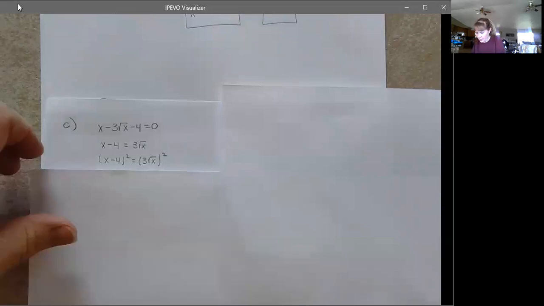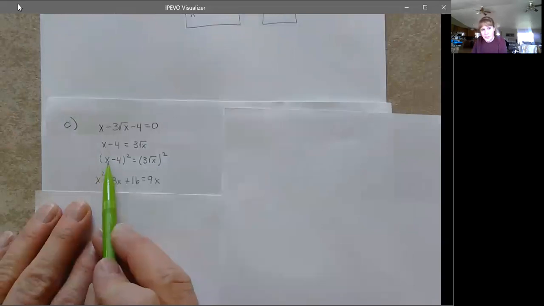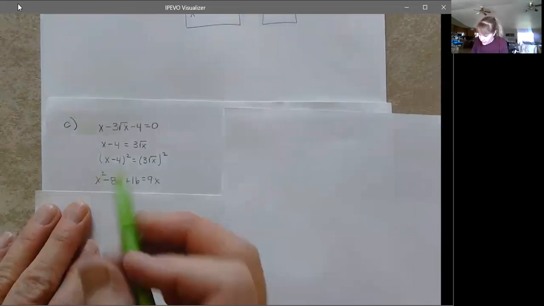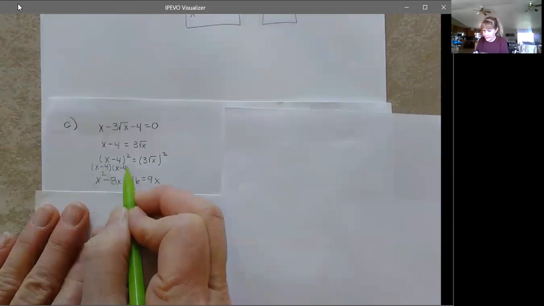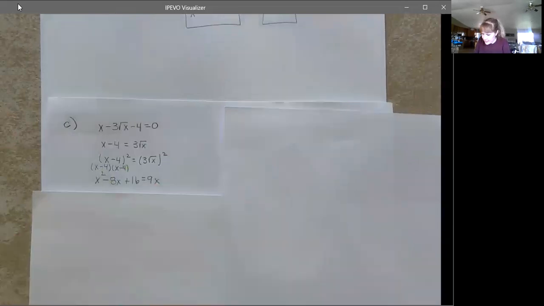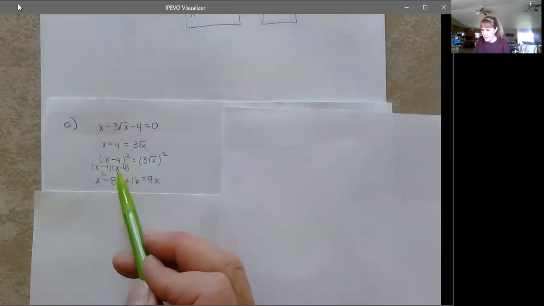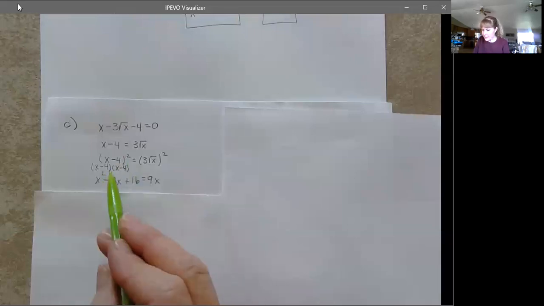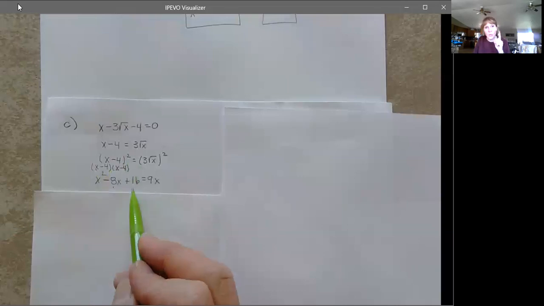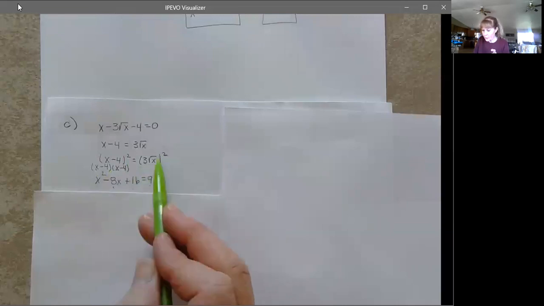Now, again, remember, and I didn't write this all out, but this means x minus 4 times x minus 4. Okay. That's what this means. And you use your FOIL method. The first times the first, outside, inside, last: -8. The last times the last is 16. Now, when you square the right-hand side, remember that you square this, you get 9. The square root cancels out and you end up with an x.